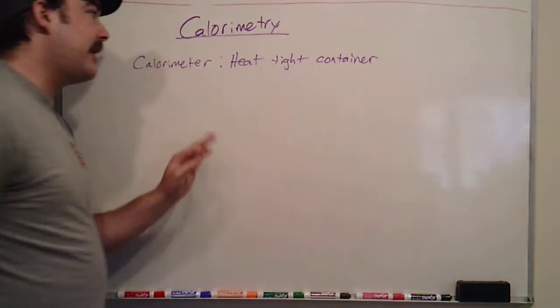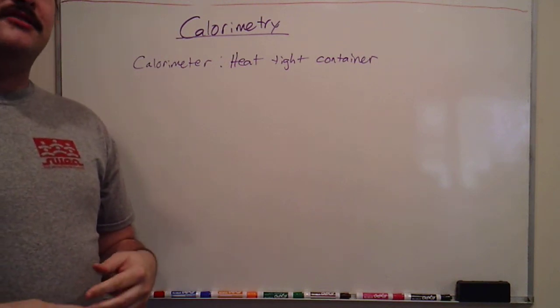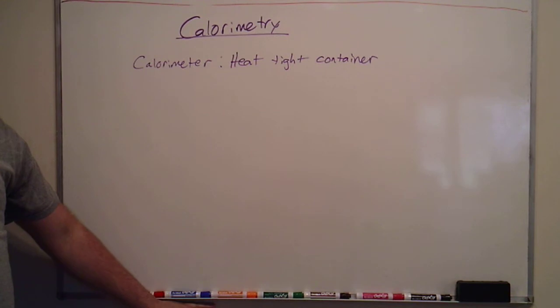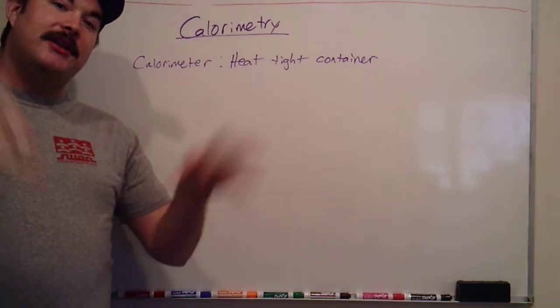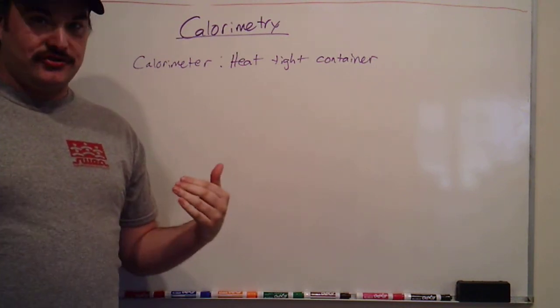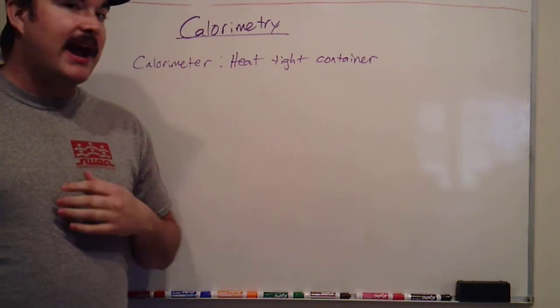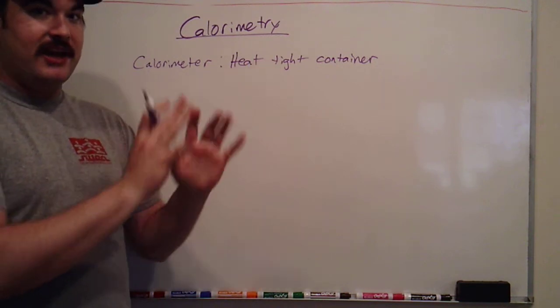In this container, most of the time you have a specific amount of water. So what you do is you take an object that is at a certain temperature, you drop it in the water, and then you measure the water's temperature change. Based on the water's temperature change and how much water there is, you can figure out the heat that was either gained or lost by the water.